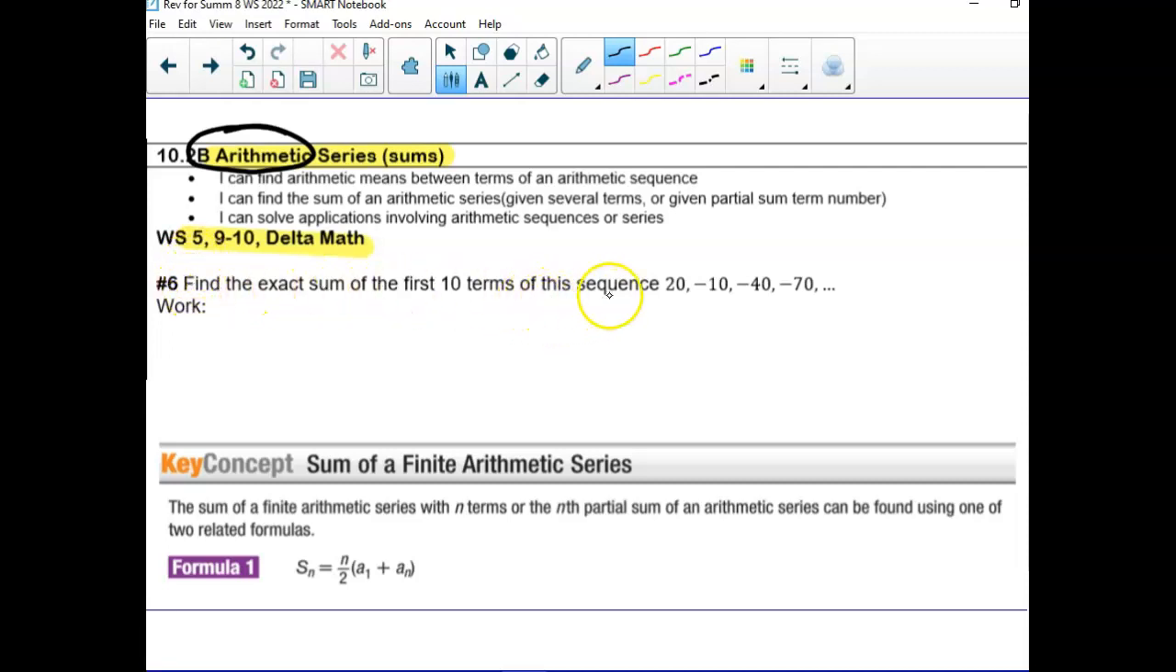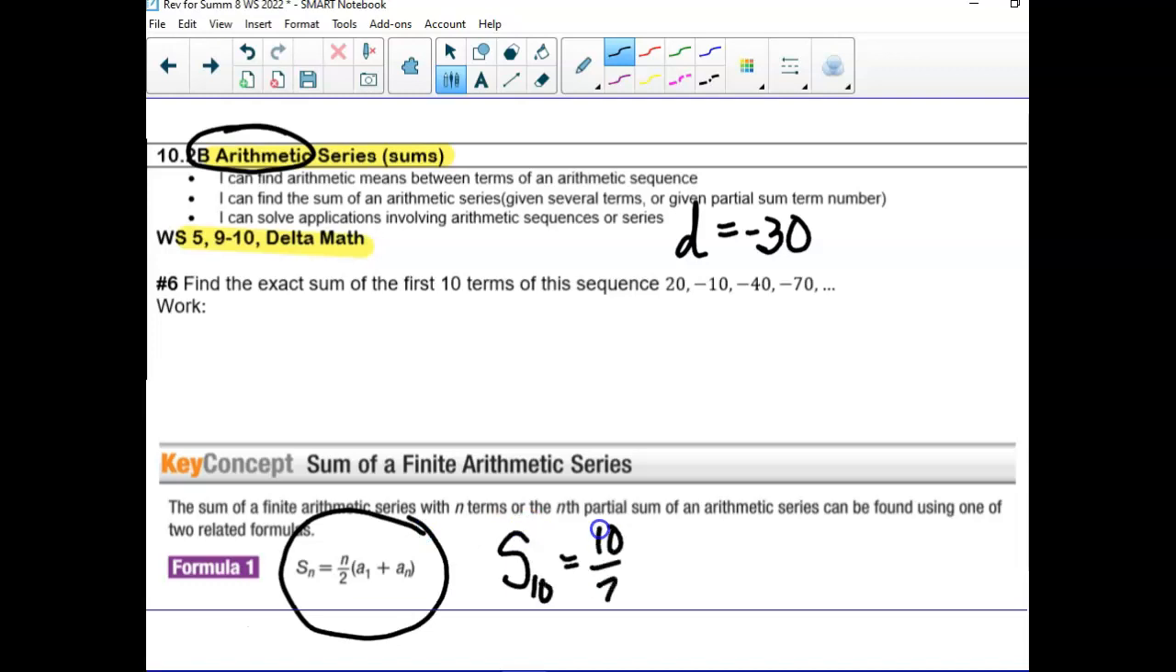Find the exact sum of the first 10 terms of this sequence. Now, I tried to do this second hour and I was like, what are they multiplying by? Arithmetic doesn't mean they're multiplying, right? It means they're adding. What are they adding though? Yes, the difference is negative 30 here. Okay. So find the exact value of the first 10 terms. Well, this is the formula. So we'd have the sum of 10 terms is 10 divided by 2 times the first term plus the 10th term. What's the problem?